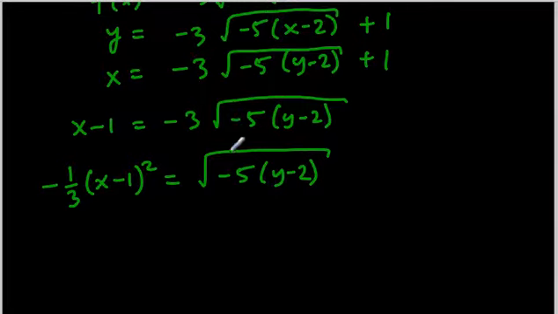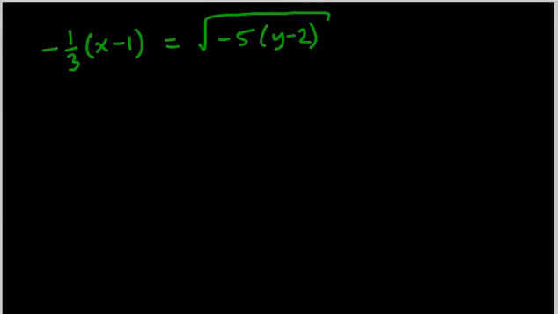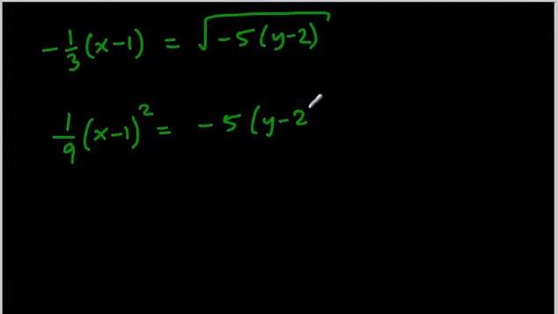So in order to get rid of the square root, oh, sorry, what have I done? There's no square there. Apologies. I jumped the gun. So what we're going to do next is square both sides. When I square both sides, the 1/3 becomes 1/9, and x minus 1 becomes x minus 1 squared, which is equal to -5 times y minus 2.